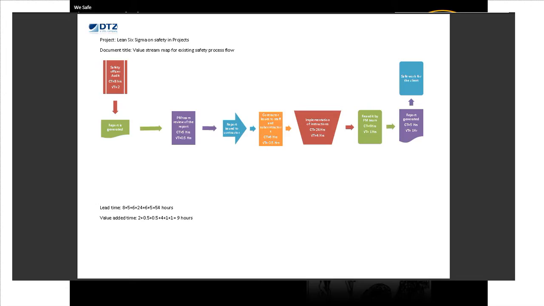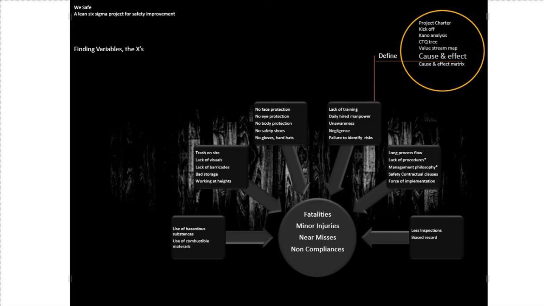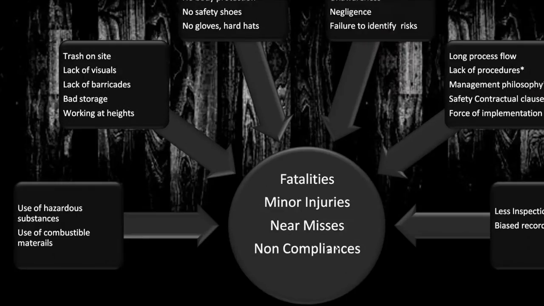Currently, our process flow is as per the diagram. Thus, we have a safety audit to deliver the safe work that takes 54 hours as a process. Our estimate of value added time is 9 hours in this process. Moving ahead, we take a look at the cause and effect matrix.